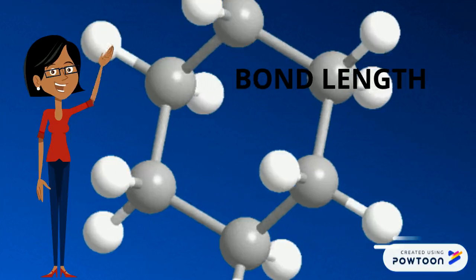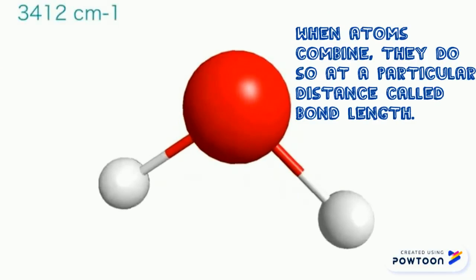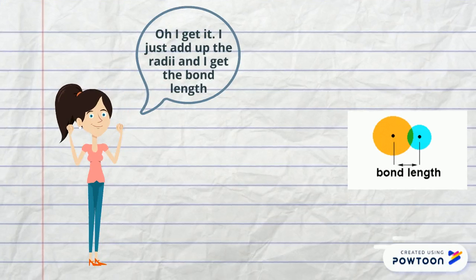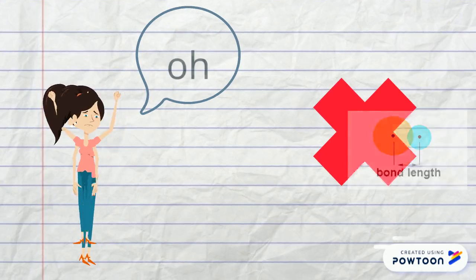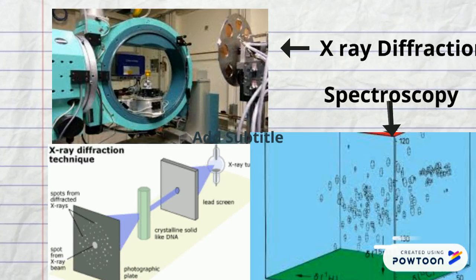Bond length. When atoms combine, they do so at a particular distance, and this distance is called bond length. One might think adding up the radius of these atoms would easily give you the bond length, but it doesn't work that way. The actual bond lengths are determined by X-ray diffraction and spectroscopic methods.